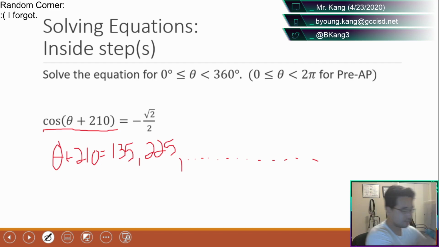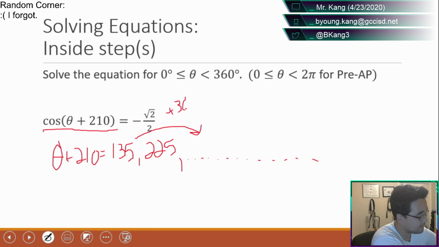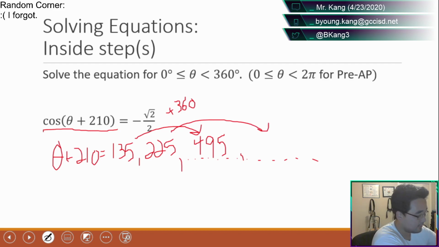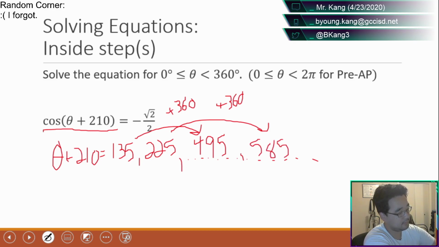Does that make sense? So what is 135 plus 360? Because that should be the exact same spot on the unit circle, right? So 495. And then just to be safe, let's go ahead and do it to the 225 too, just in case that minus 210 is in our range. So what is that? So I have 585. Now these answers go on forever and ever and ever. I think we're pretty safe at this point. The next one would be like in the 700s, 800s.